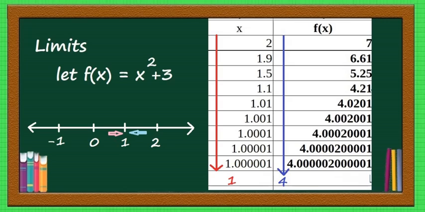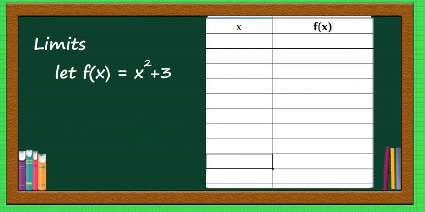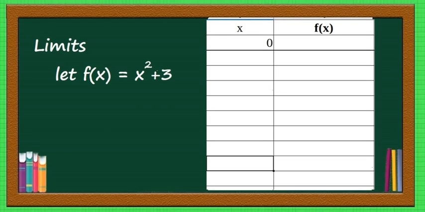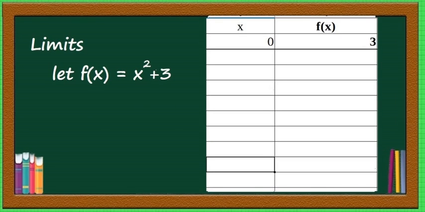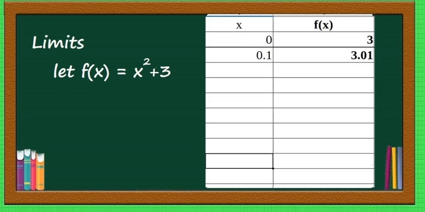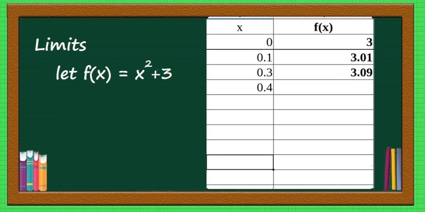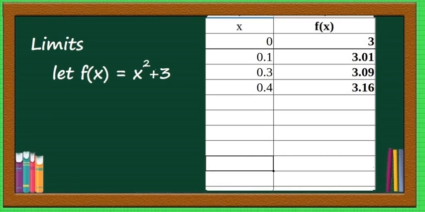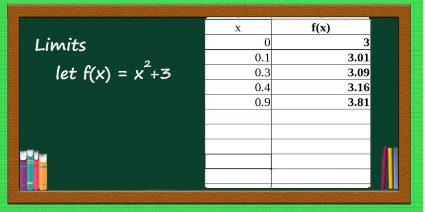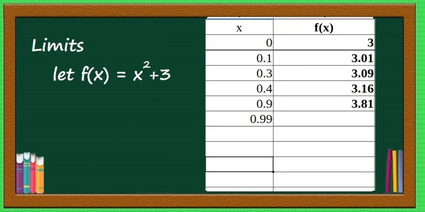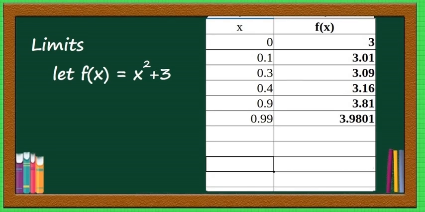That is 0.9, 0.99, 0.999, like that. Let us write the values of x and f of x when x is approaching 1 from the left side of 1. I will make the list of values of x and f of x again. When x is 0, f of x is 3, since 0 square plus 3 is equal to 3. When x equal to 0.1, f of x is 3.01. When x is 0.3, f of x is 3.09. When x is 0.4, f of x is 3.16. When x is 0.9, f of x is 3.81.